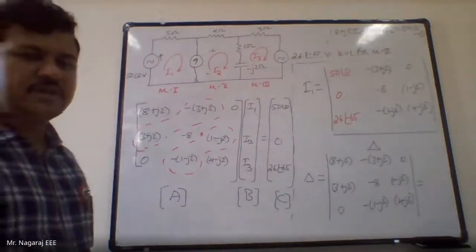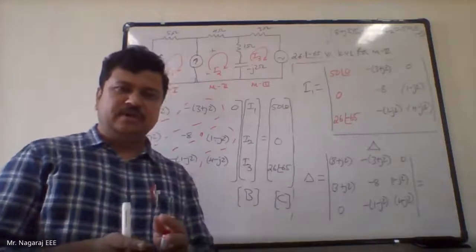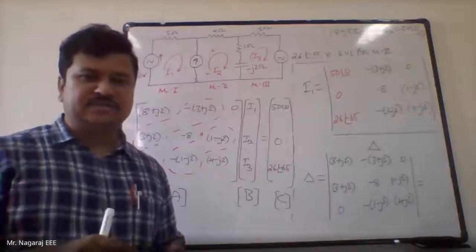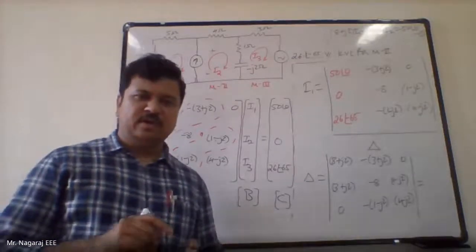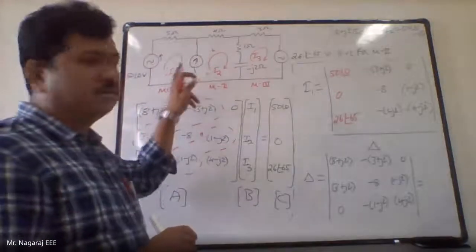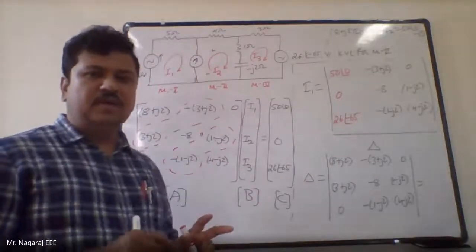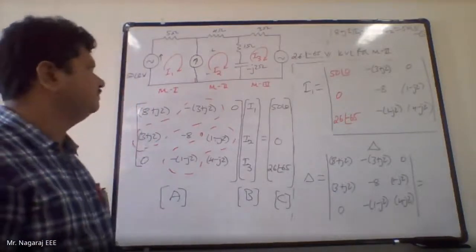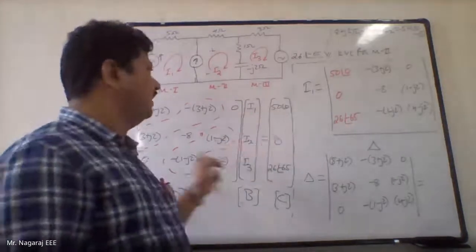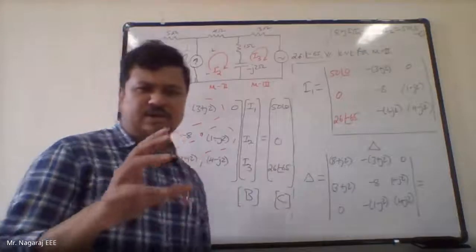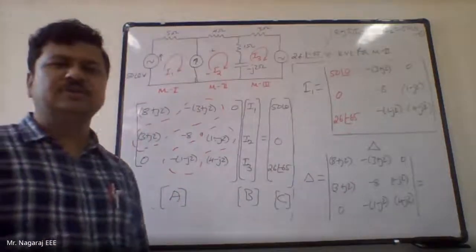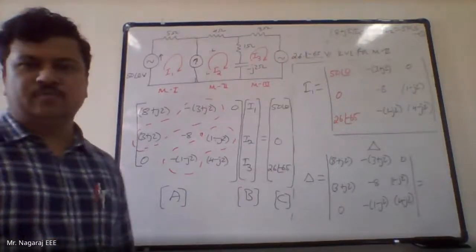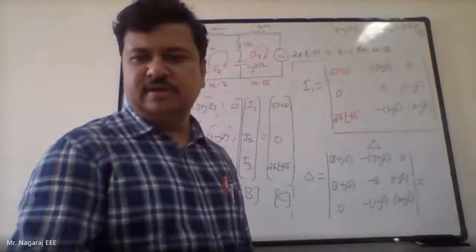In mesh current analysis, if there is a common branch between two meshes, and that branch consists of a current source, when a current source is between two meshes as a common element, how it has to be solved, that we will look into in the next class. It will not be directly as what we have done now. A small deviation we have to take in the solution, how it has to be done, we will look into that. Okay, so as of now we will end the session.